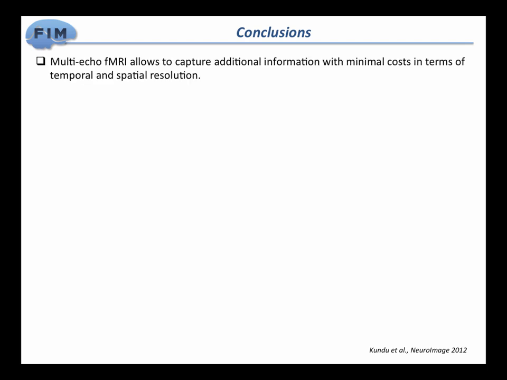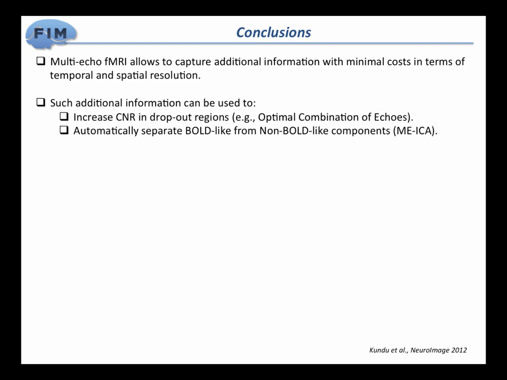So in terms of conclusions, I hope I have convinced you that multi-echo fMRI allows you to capture additional information with minimal cost in terms of temporal and spatial resolution, but there will be some cost, and that's something you need to consider when you're doing your experiments. You definitely need to make sure that the sequences are available. Such additional information can be used in many different ways to increase your contrast to noise ratio in dropout regions, by simply doing the optimal combination, or in more advanced ways by using something like MICA.